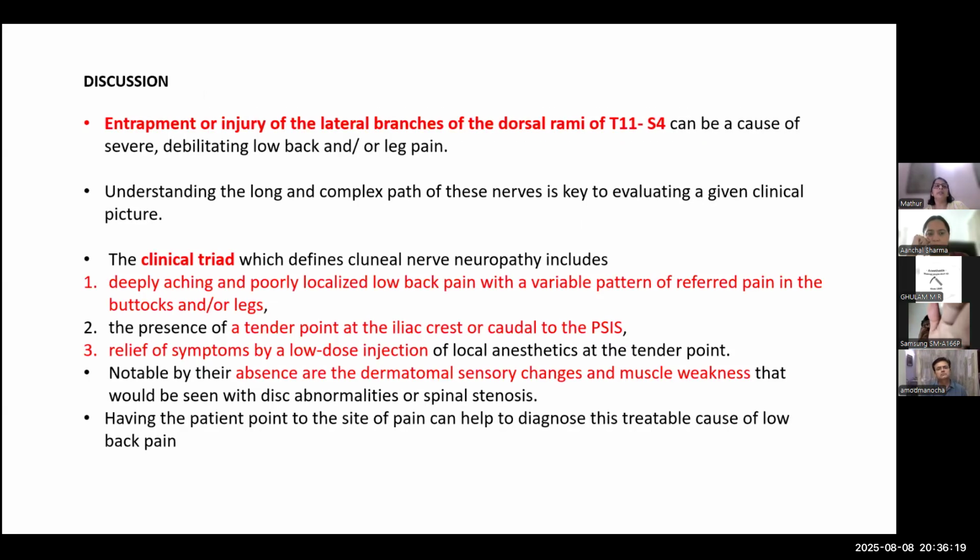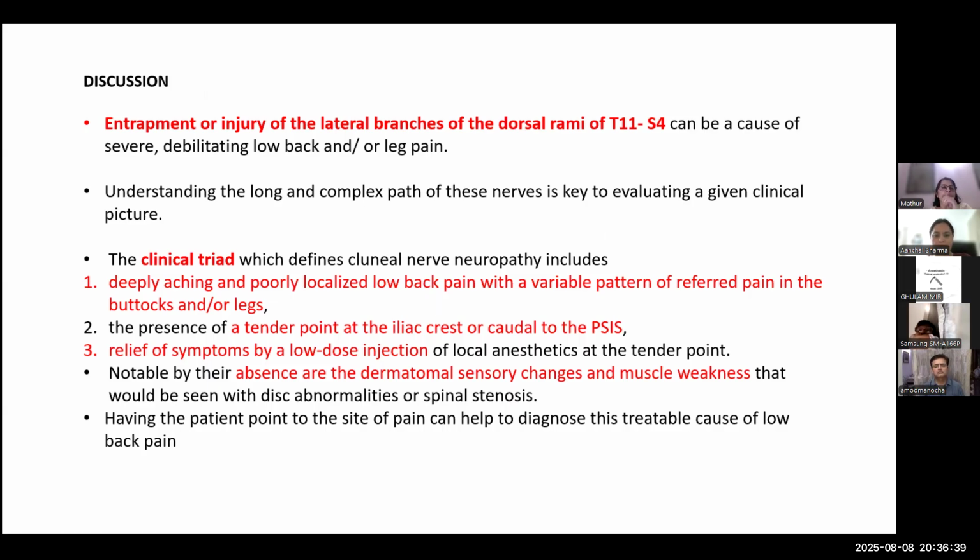So finally, a discussion. The entrapment or injury of the lateral branches of the dorsal rami of T11 to S4 can be a cause of severe debilitating low back and or leg pain. So understanding the long and complex path of these nerves is key to evaluating this.